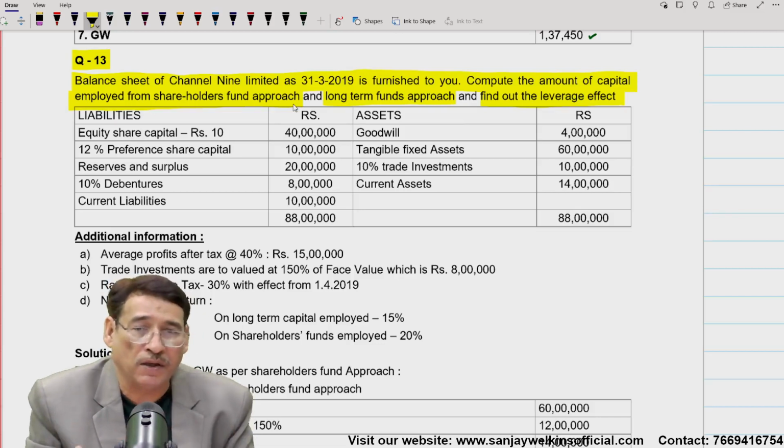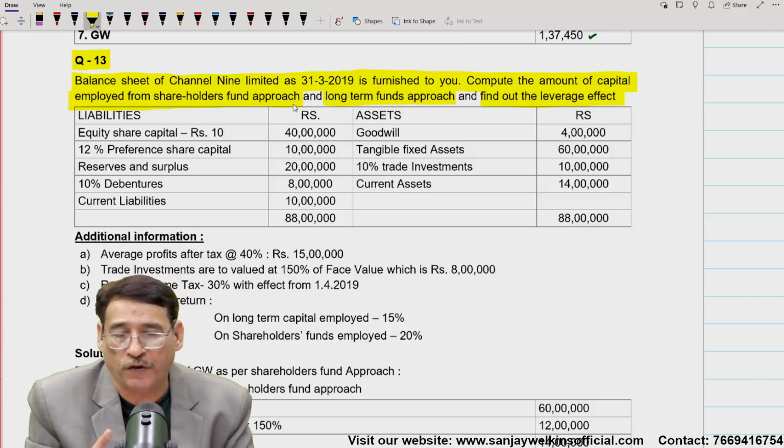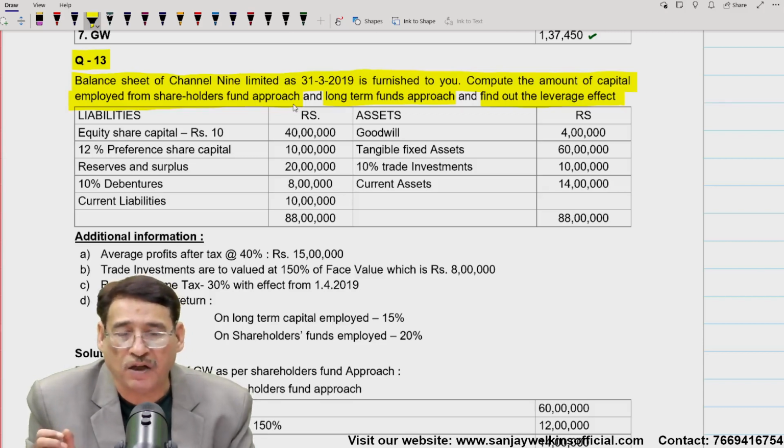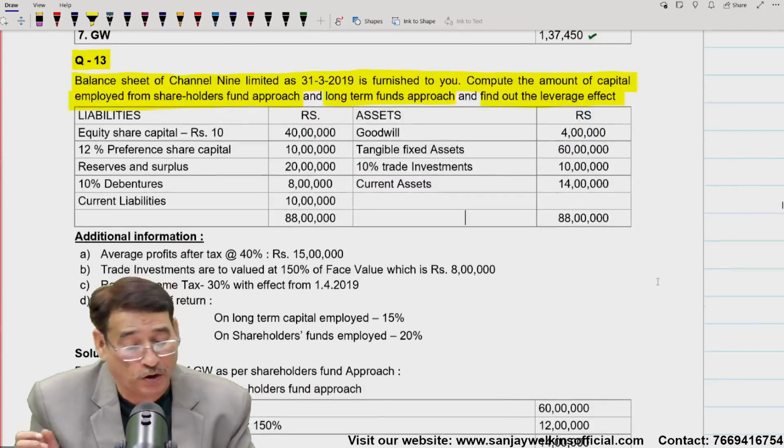In order to understand that, this is question number 1. We will see not only the difference, but we will also see that when we apply long-term fund approach and shareholders fund approach, some difference will take place in the goodwill. That difference is known as leverage effect. Is it clear? Now, in this question, first of all, we go through it quickly.